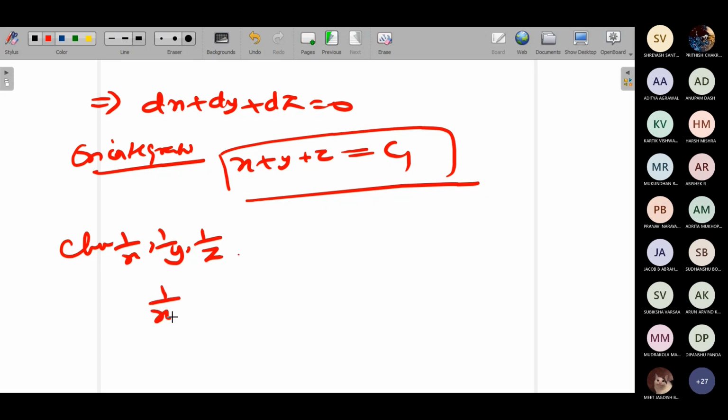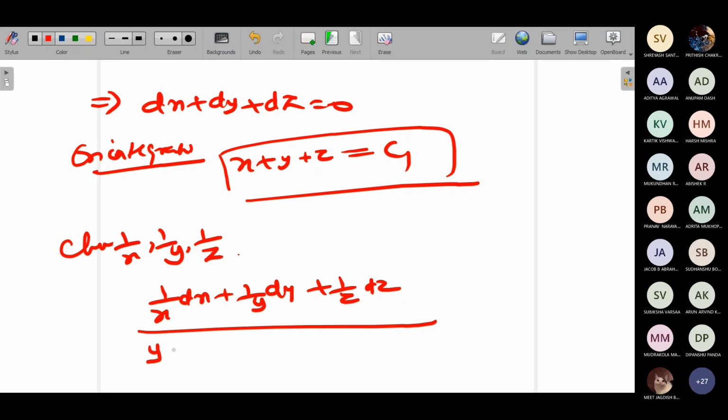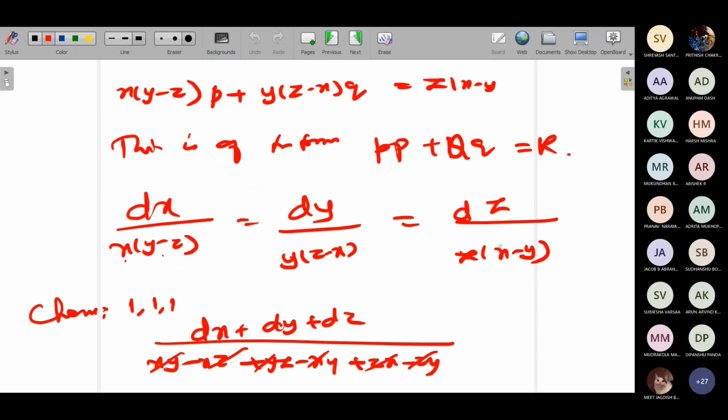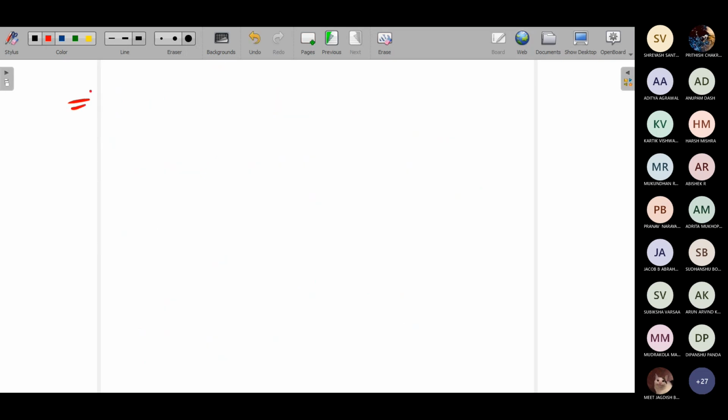So in that case, you'll get 1 by x into dx plus 1 by y into dy plus 1 by z into dz divided by, see, you have 1 by x into this, 1 by y into this, 1 by z into this. So you'll get y minus z plus z minus x plus x minus y. So y minus z plus z minus x plus x minus y will get cancelled.